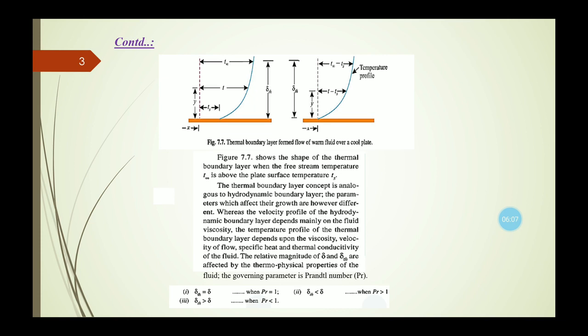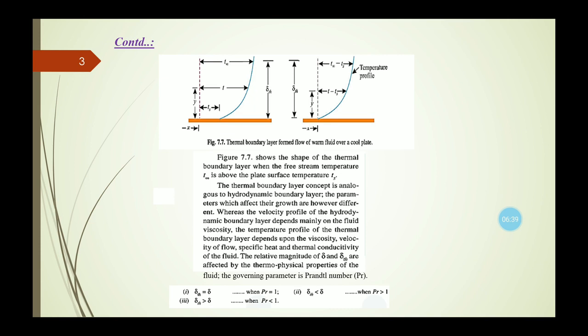In case of the hydrodynamic boundary layer, the velocity profile was dependent on only one parameter, that is viscosity, but in case of the thermal boundary layer, its temperature profile is mainly dependent on 4 different parameters, which are viscosity, flow velocity, specific heat and thermal conductivity of the fluid. Now the relative magnitude of delta and delta TH, which are the velocity boundary layer thickness and thermal boundary layer thickness, are affected by the thermophysical properties of the fluid.